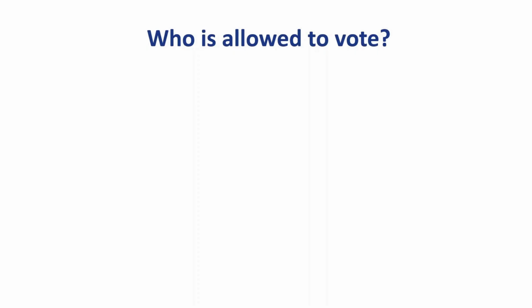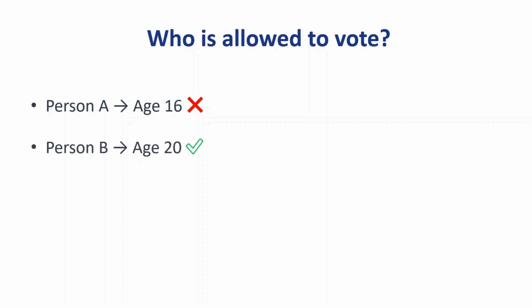Let me ask you one simple question. Who is allowed to vote? Person A whose age is 16, person B whose age is 20. So obviously the person who has completed 18 years of age and above is eligible for voting. But how does a Java program decide this?